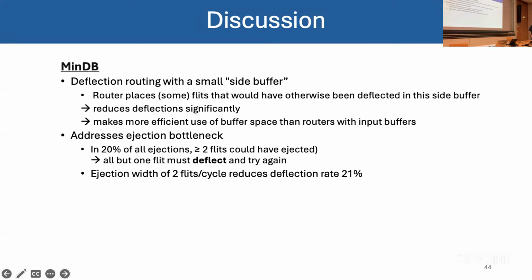Then just to show you what further work has been done on BLESS. It also addresses the ejection and injection bottleneck. In 20% of all ejections, more than one flit could have ejected, and in BLESS, for example, the flit would have to get deflected and come back to the router. It also improves the deflection arbitration, to get rid of this long critical path for the router latency. But I won't elaborate further on this. That's quite complex, I'd say.